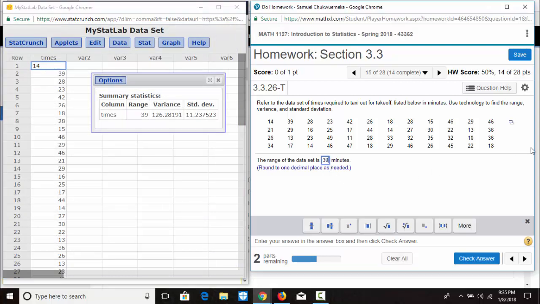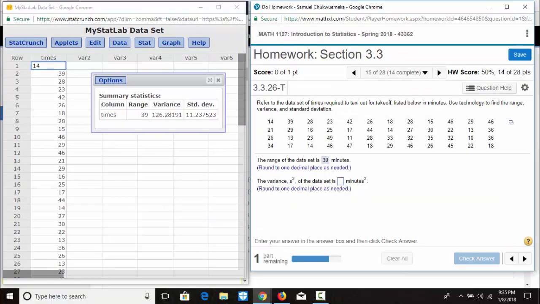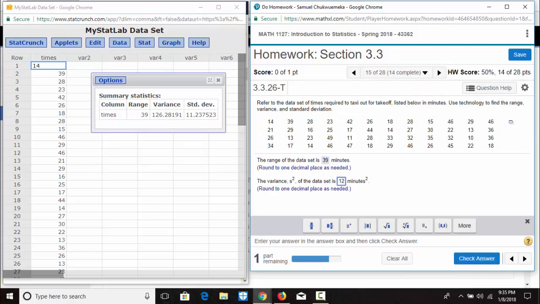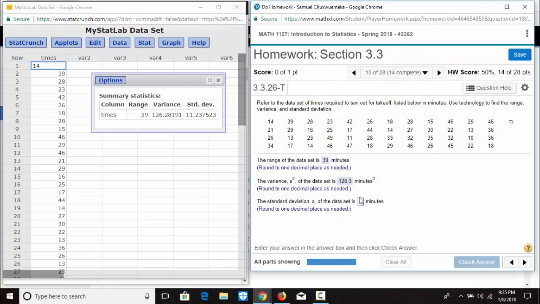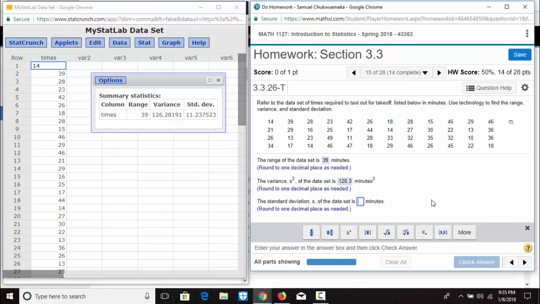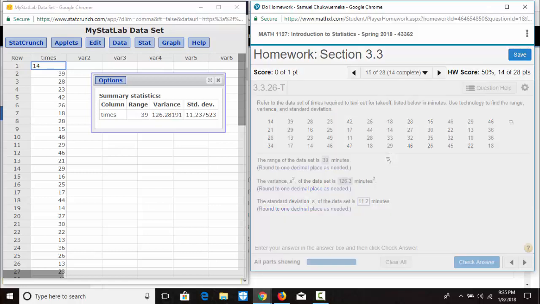Range is 39, variance is 126.3, and standard deviation is 11.2.